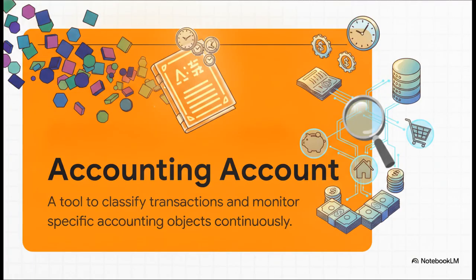I want you to read this definition on the screen very carefully. An accounting account is a tool to classify and systematize economic and financial transactions by economic content, to continuously monitor specific accounting objects. Take a second to just absorb that terminology. Think of it as a system designed to bring order to chaos. It lets us track specific items, like our cash or our inventory, continuously over time.